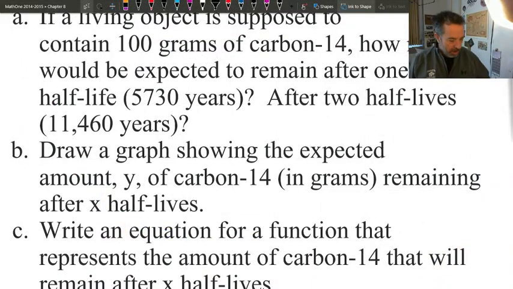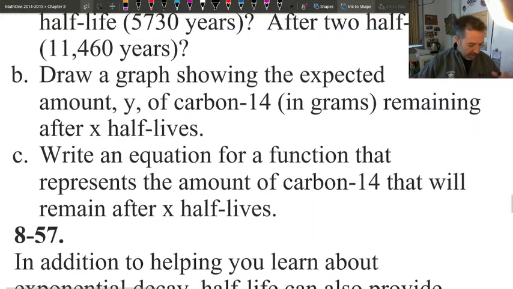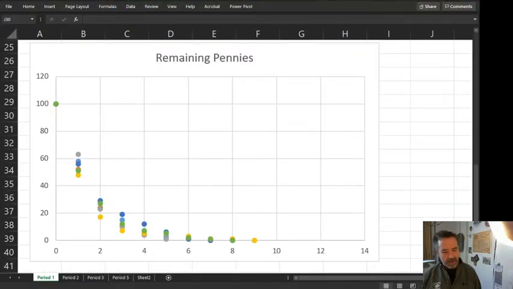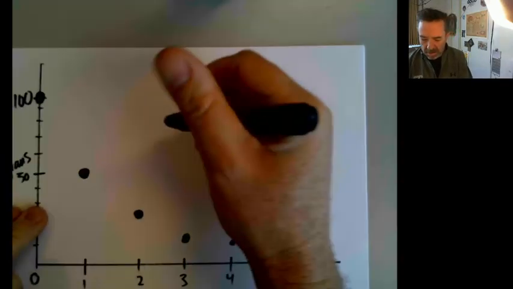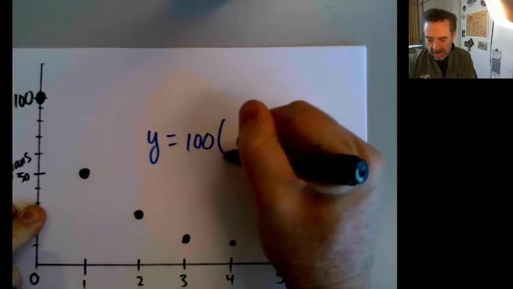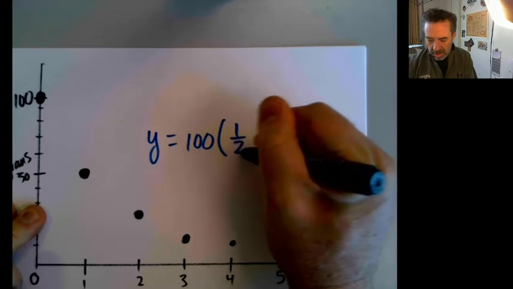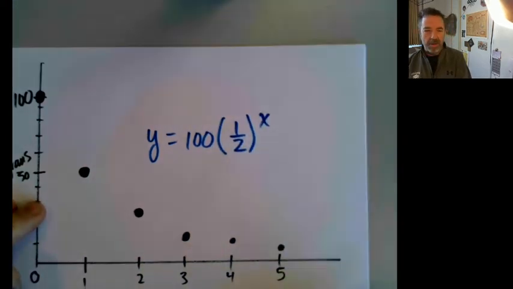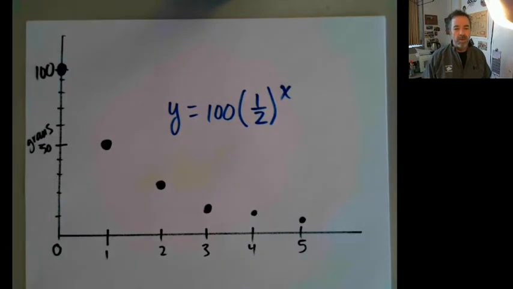So let's continue. It says, write an equation for a function that represents the amount of carbon-14 that will remain after X half-lives. Okay, so I know that we have an initial value of 100, so our 0th term is 100. So I could say that Y is equal to 100 times 1/2 raised to the X power. So every single time we move forward, we're just multiplying by 1/2. So half remains, half remains, half remains.